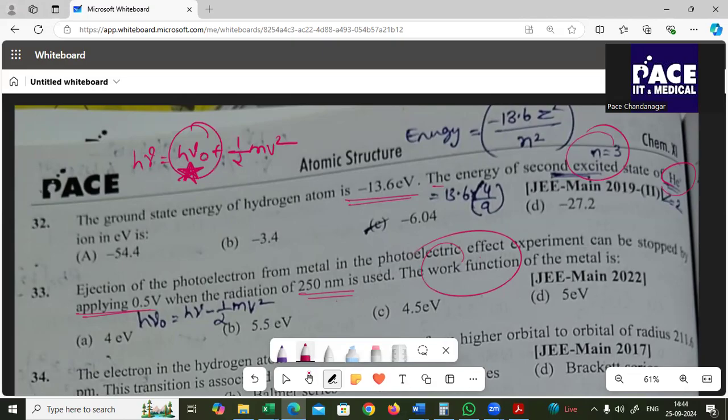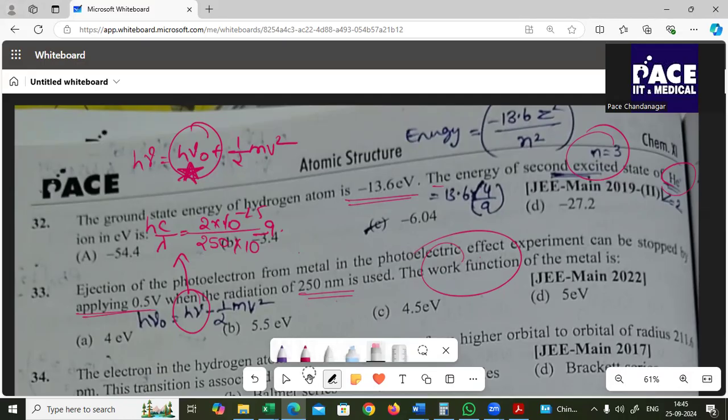Or I would say first you will bring out your h nu value, which is energy, hc by lambda. So for this part, I would write it here: hc by lambda, where hc is 2 into 10 to the power minus 25, divided by the lambda value. Lambda value is 250 nanometers, 250 into 10 to the power minus 9. Here you are going to get this as 0.0125, something that way. Those values you will get, and you will just substitute them here.